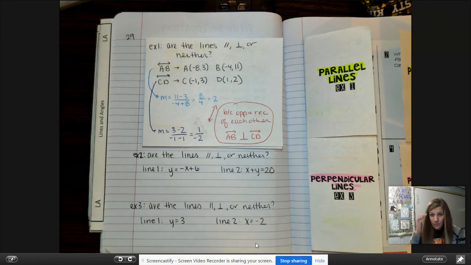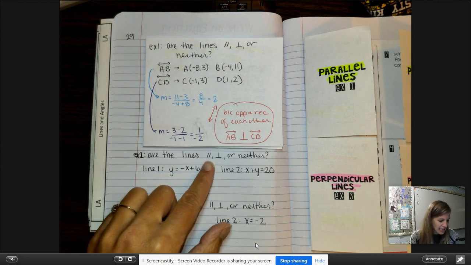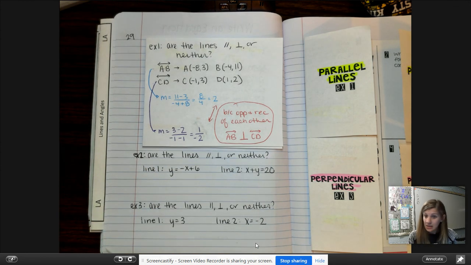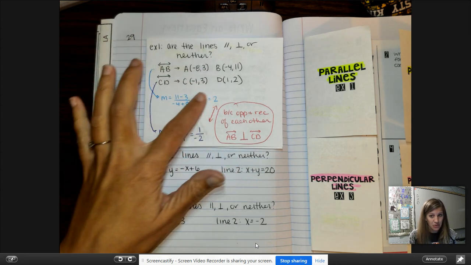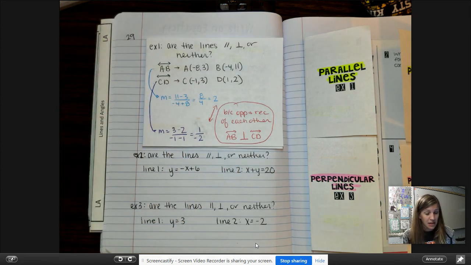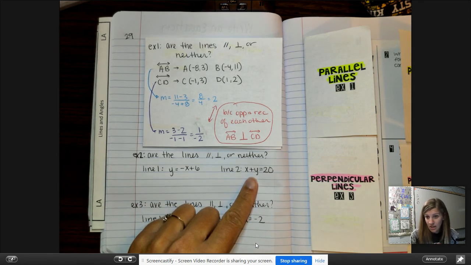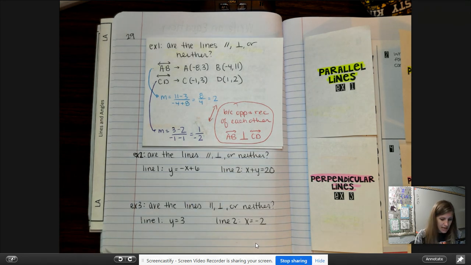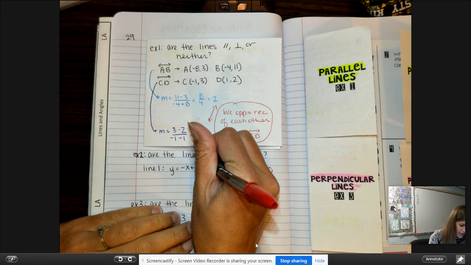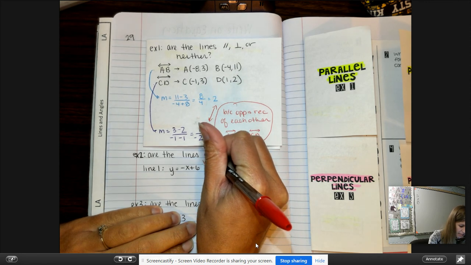Okay, so another example, same question. Are the lines parallel, perpendicular, or neither? Now this time it's a little different. So instead of saying the 2 lines go through these points and maybe I have to find the equation or maybe I just have to find slope, they give me the equation already of the line. Now, if my equation is in y equals mx plus b, then I can see my slope.